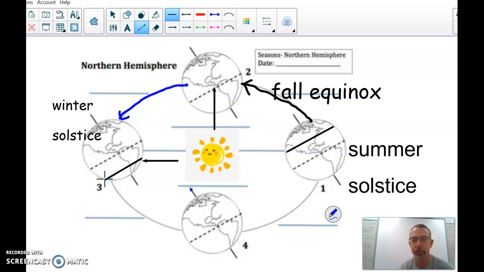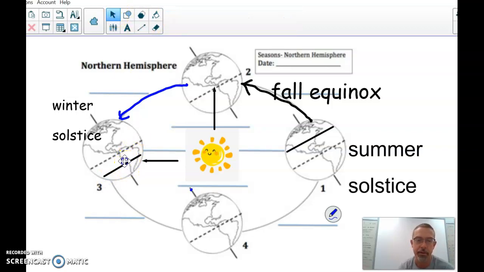Okay, I'm probably off a little bit about where that is. Let's see if we can move this up a little bit here. It's probably about right there. That's where the sun's rays are going to be most direct. This ends up being the shortest amount of daylight for us here in the northern hemisphere. And this occurs about December 22nd or so. This occurs around September 22nd or so, the fall equinox. So that's our winter solstice.